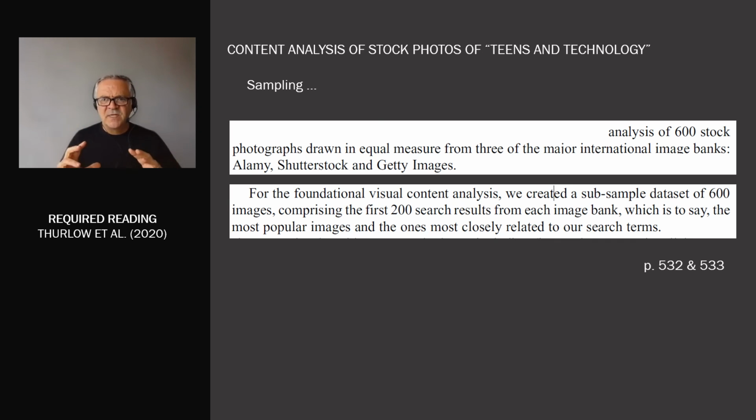And this also helped to give our data set validity. We were only looking at major global image banks, the first most popular or relevant images, the ones that often are bought.